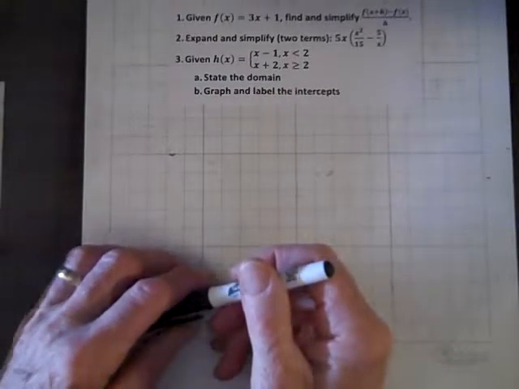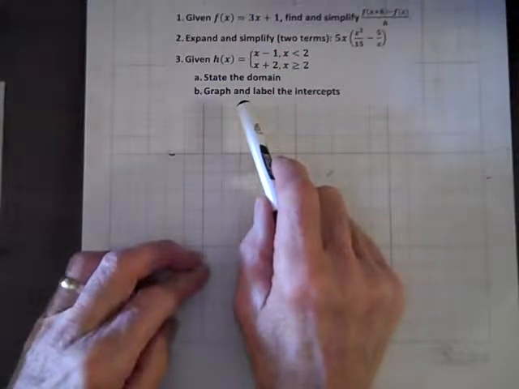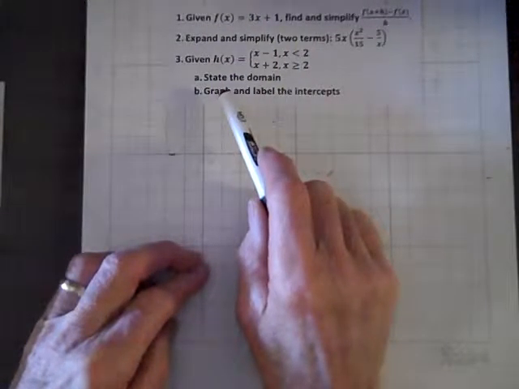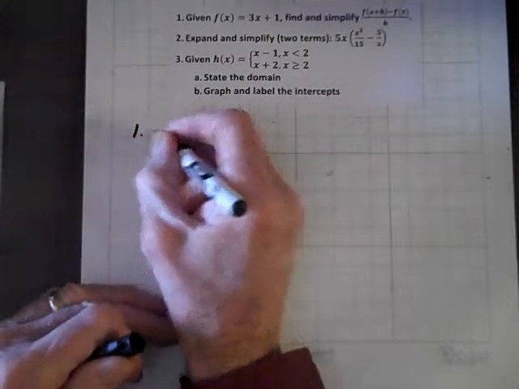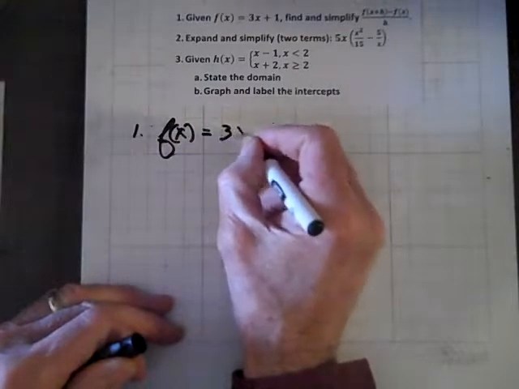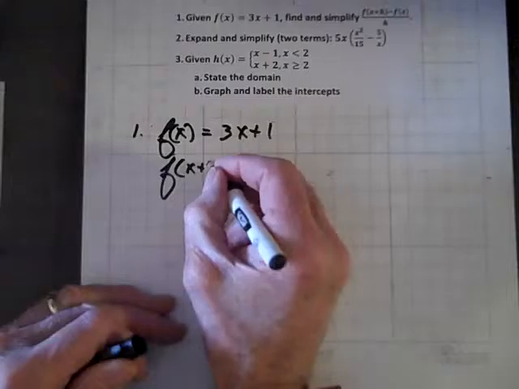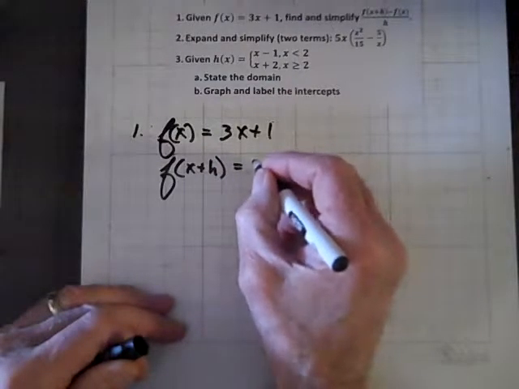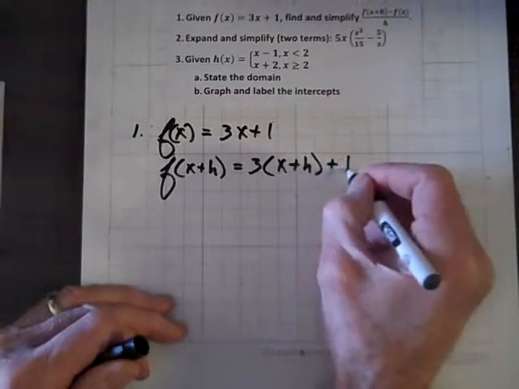We've got three questions. Let's deal with the first one. We're given f of x, and we have to translate that into a quotient of f of x plus h minus f of x all over h. So let's start with f of x, and that equals 3x plus 1. Now we need an f of x plus h, and that equals 3 times x plus h plus 1.